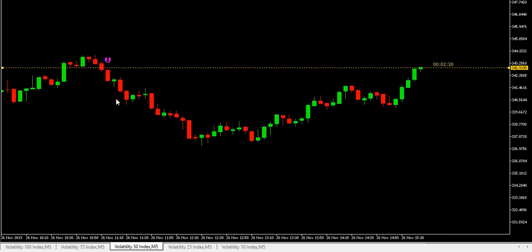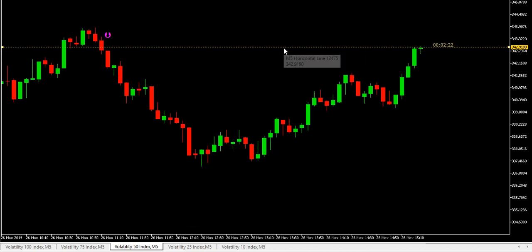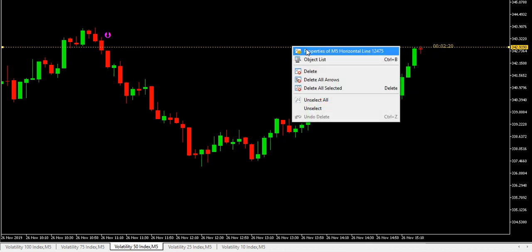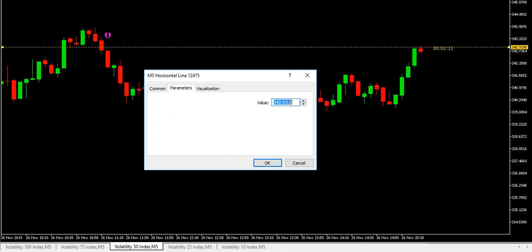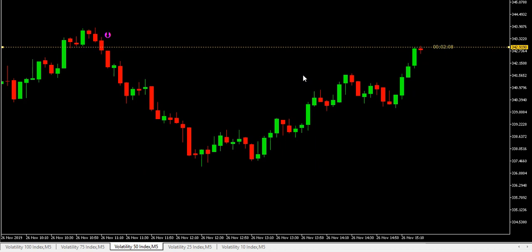Remember, we are trading down. We are simply saying that price will not go back and touch that price, okay? So at that point, you right-click that line, go to properties, go to parameters, and copy this. This is the value you take and paste on your broker for your no-touch option.